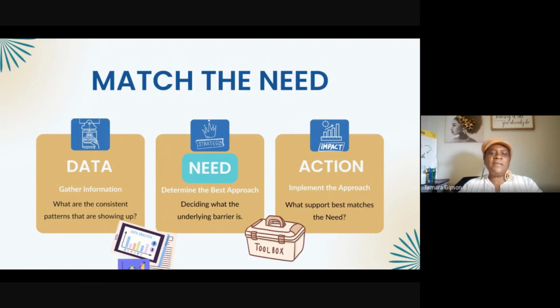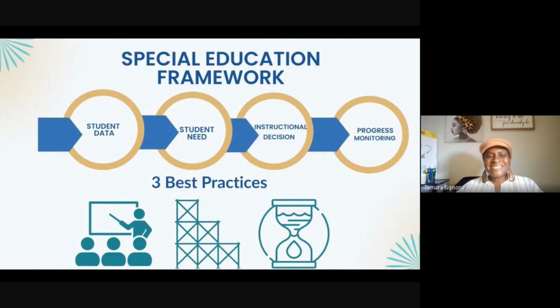But there's something that I left out in this framework that I talk about in great depth when we are preparing for Domain 5, and that is progress monitoring, which leads us to know whether or not what we are prescribing actually works. That's the special education framework. You've got your student data, you've got the student need, and you've got the instructional practice. And then we follow into the progress monitoring.